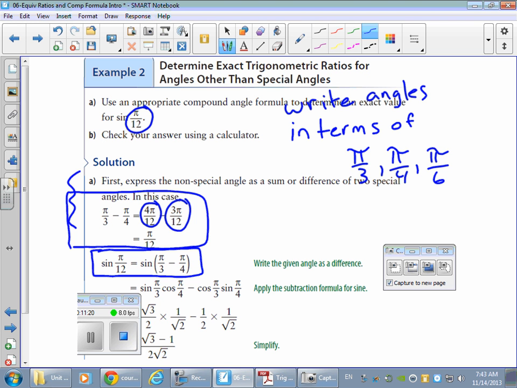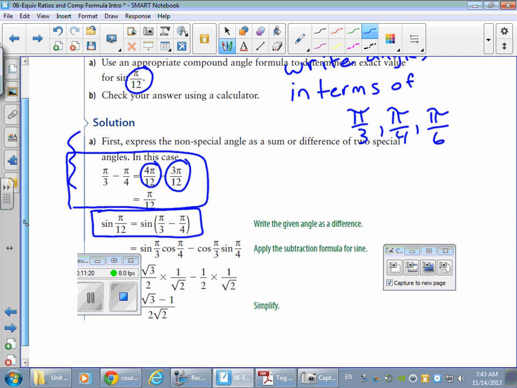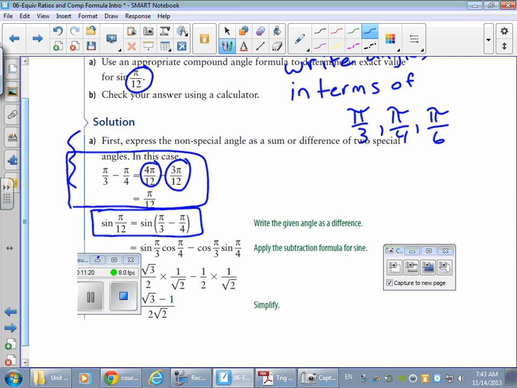Instead of simplifying what's in the brackets and coming up with a single value, I'm splitting the single value into a bracketed addition or subtraction, and then I can do the substitutions as I need to and get down to the final answer.